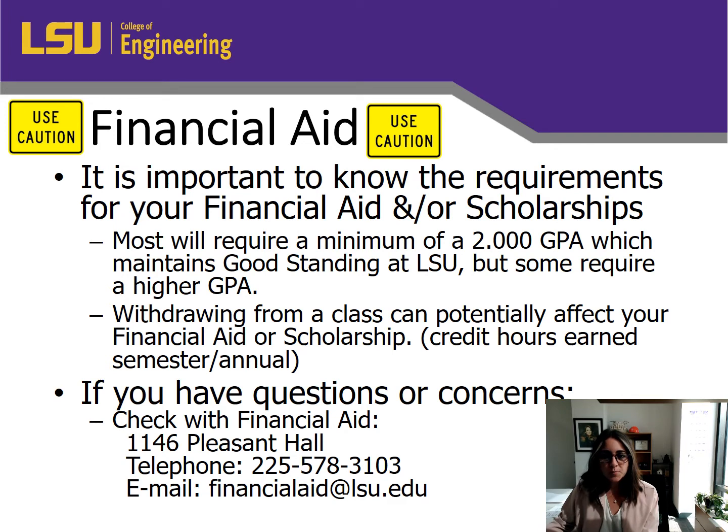As you're scheduling, please make sure you understand what your financial aid requirements are if you have any. Many will require a minimum of a 2.0, but some might require a higher GPA. Some may require that you are full-time or a certain amount of courses. Withdrawing from a class can end up potentially affecting your financial aid or scholarship. If you have any further questions about the specifics of each of your scholarships or financial aid, you'll need to check in with the financial aid office, and it has their address and phone number and email down there.